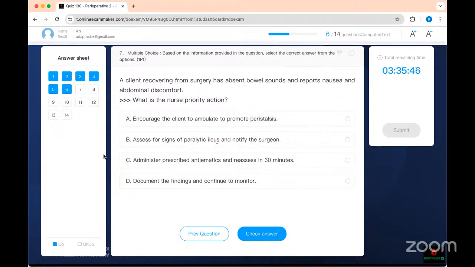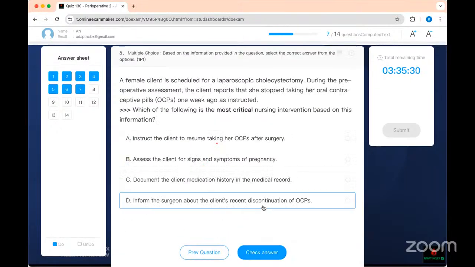C is an intervention, right? Prescribing medication. And D is basically doing nothing. We want to do something. In prioritization, I want to do something. Therefore, this is your right answer, right? This is a question that may trap you.